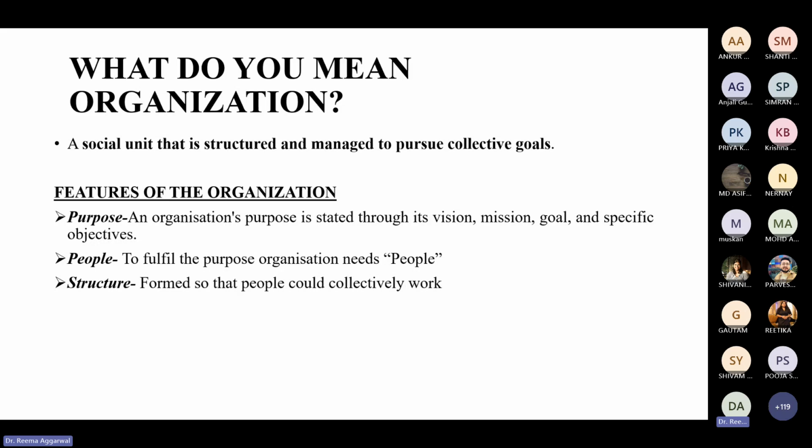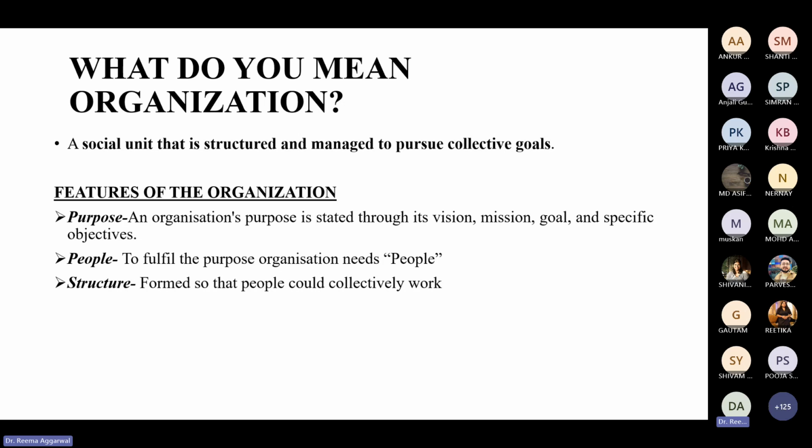What does this mean? This means that an organization is formed for collective goals. For example, if 5 people, or let's say 10 of them, are working together, right? And they have some common purpose in mind. And then they form a structure: who will be taking the responsibility, how the work will be done, what is the hierarchy, who will be responsible and who will be accountable. Then we treat it as an organization.